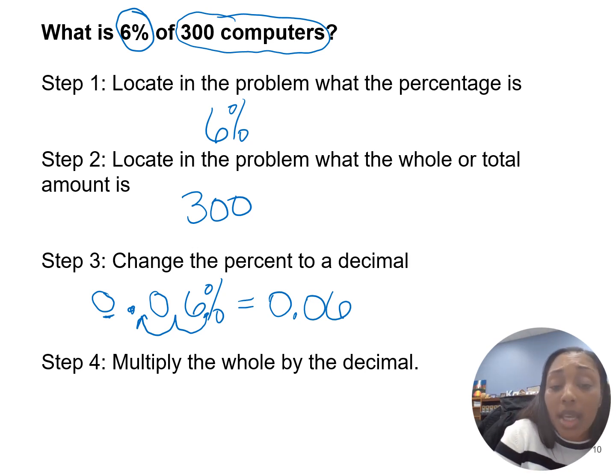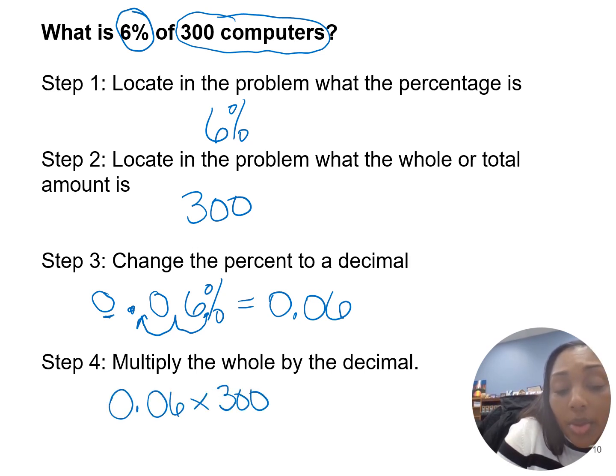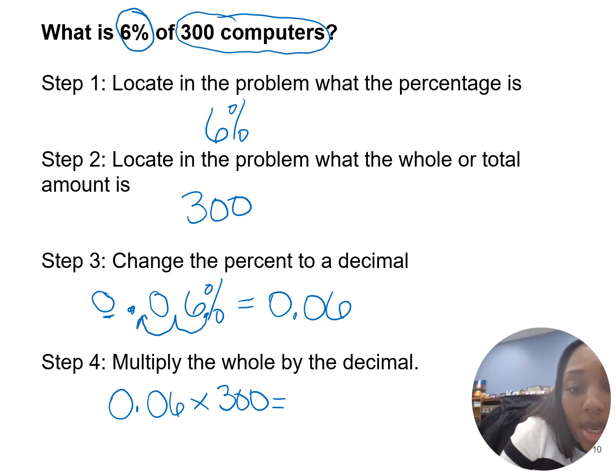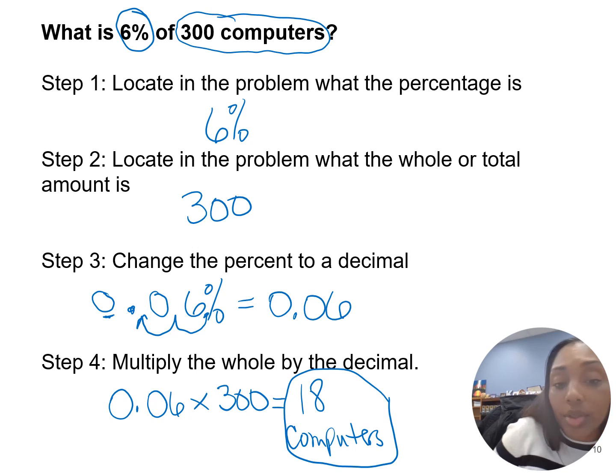So now my next step is to multiply the whole 300 by the decimal. So I'm going to take 0.06 and multiply it by 300. I'm going to do that in my calculator and see what I get. And that gives me 18. So that would be 18 computers.